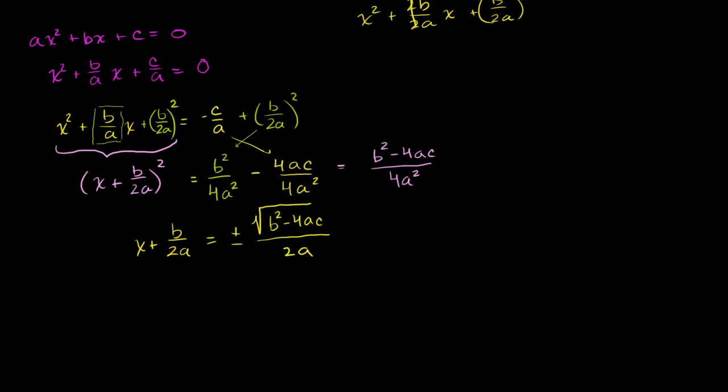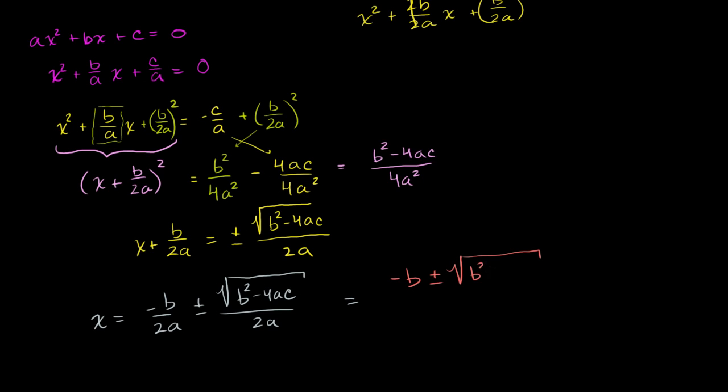So let's do that. If you subtract the b over 2a from both sides of this equation, what do you get? You get x is equal to negative b over 2a plus or minus the square root of b squared minus 4ac over 2a, common denominator. So this is equal to negative b, let me do this in a new color, let's do it in orange, negative b plus or minus the square root of b squared minus 4ac, all of that over 2a.